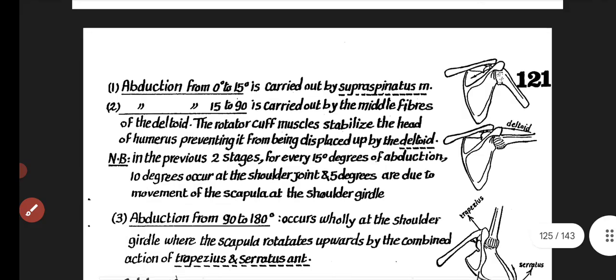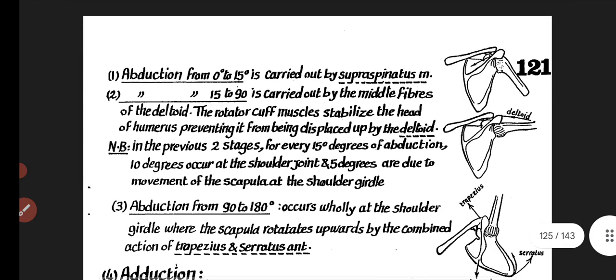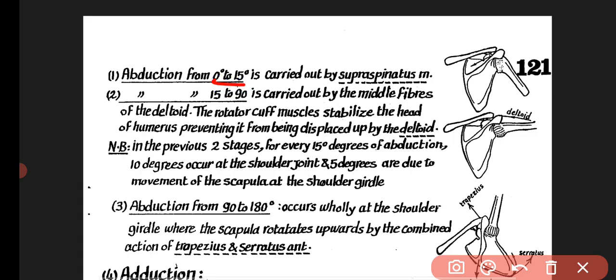Abduction movement. Abduction from 0 to 15 degrees is carried out by the supraspinatus muscle. And the next 15 to 90 degrees is carried out by the middle fiber of the deltoid muscle. The rotator cuff muscles stabilize the head of the humerus. Okay. The abduction from 90 degrees onward is carried out by the trapezius and serratus anterior muscles.